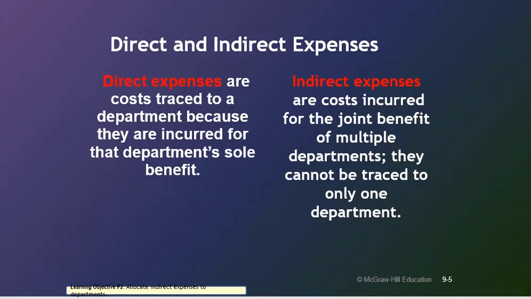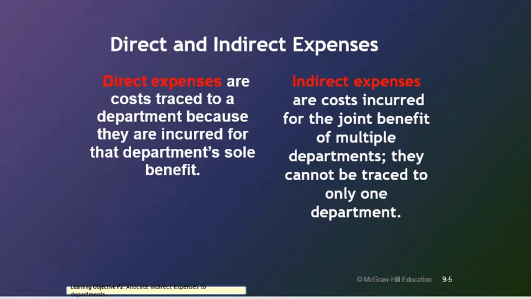One is how to allocate indirect expenses such as rent and utilities, which benefit several departments, and then also how to allocate service department expenses. Those are going to be other departments in the organization that benefit that profit center, such as payroll, purchasing, maybe human resources, some of those other central groups. All right, so direct expenses are the costs readily traceable to a department because they're incurred for that department's sole benefit. They are not allocated across departments, okay?